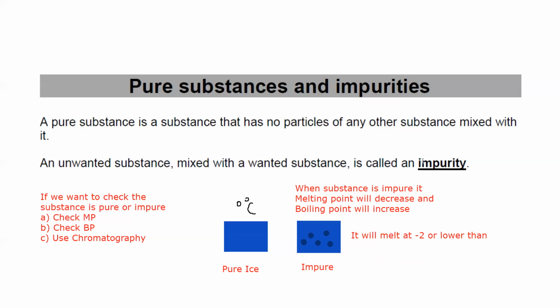What is the reason why the impurities lower the melting point? Because what happened, if these are the particles within the ice, they have attraction between them. Like these are the particles of ice.